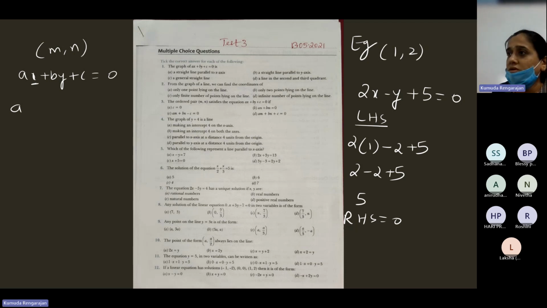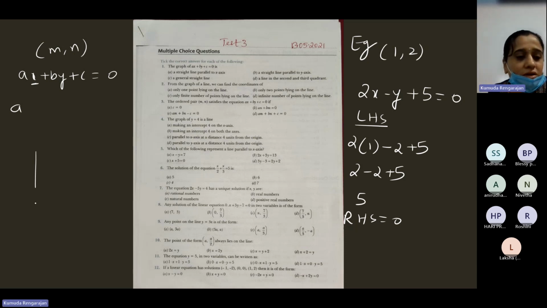What should you do? What is x? 1. What is y? 2. In place of x, use 1. In place of y, use 2. And work out the LHS. What is the answer we get? 5. Correct? So we get 5. But what is the RHS? 0. So clearly (1, 2) does not satisfy this equation, which means the point (1, 2) does not lie on the graph of this equation.